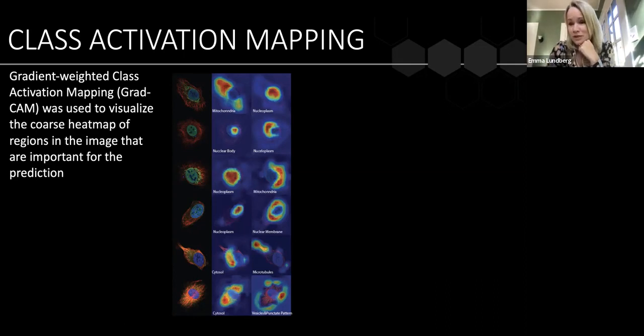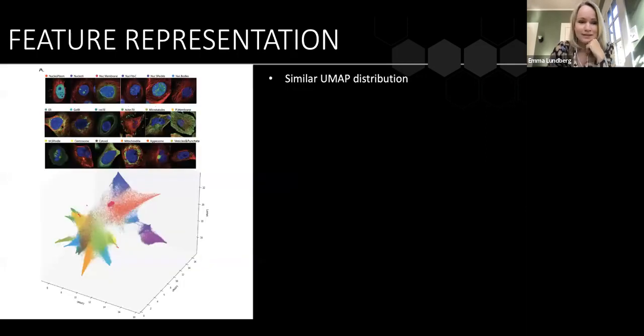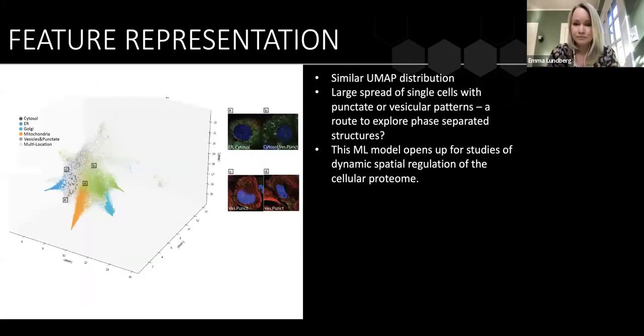And again, if we use this model to extract features, it becomes very big plots, because imagine the number of cells that we have in total in the Human Protein Atlas Cell Atlas. But the separation looks very similar. We still get this nuclear cloud, we get this cytosolic cloud, we can distinguish all the different locations. So it's basically a similar UMAP distribution, but slightly better separation of the classes.